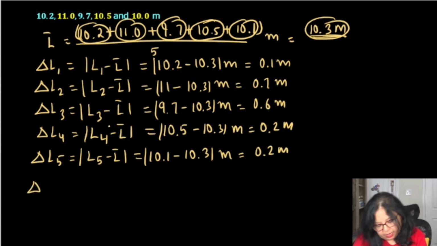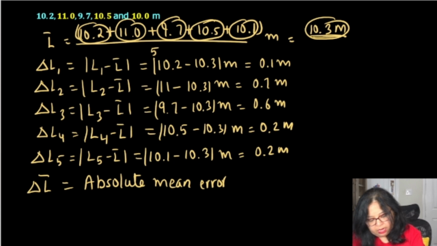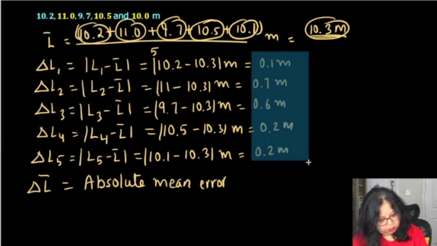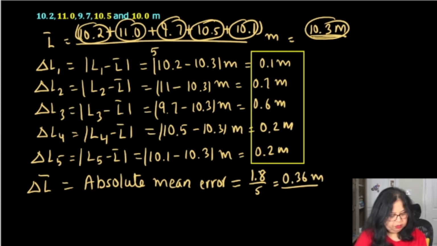Now to find delta L bar, which is the absolute mean error, I have to find the average of these 5. What is the average of these 5? It's going to be 0.1 plus 0.7 plus 0.6 plus 0.2 plus 0.2, which is 1.8, divided by 5 gives me 0.36 meters.